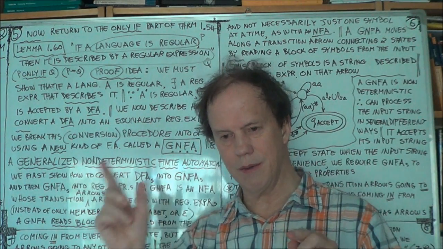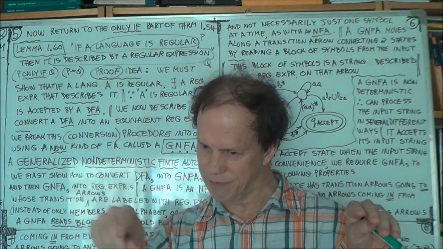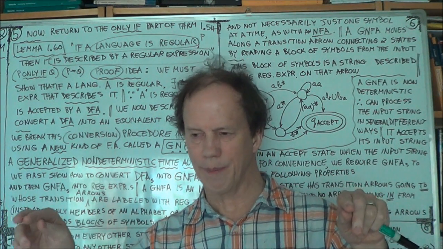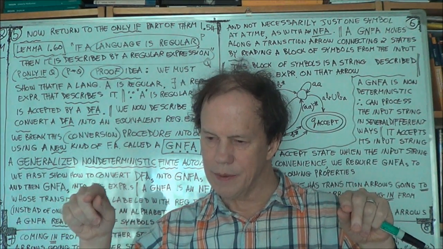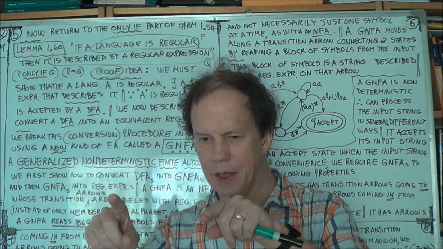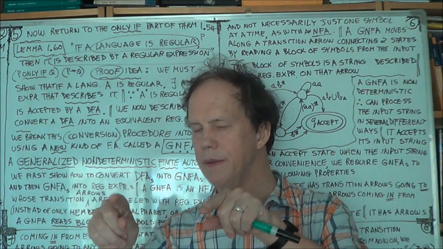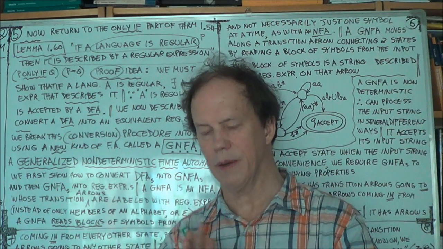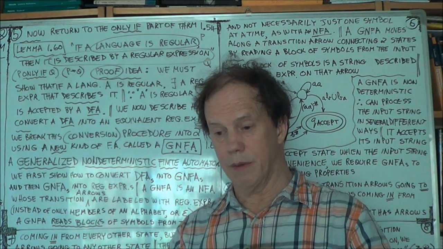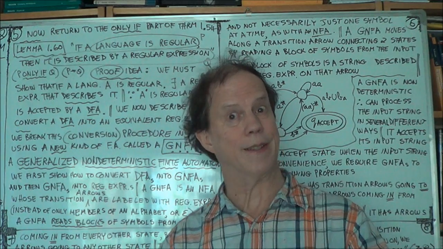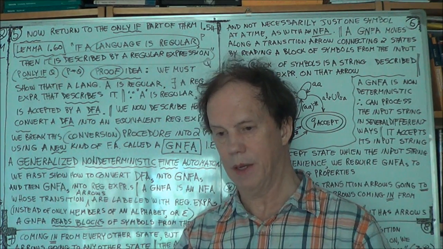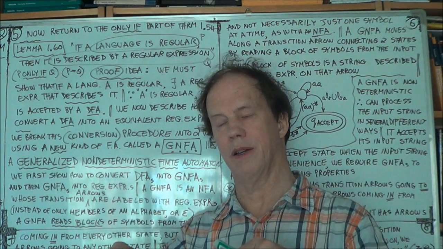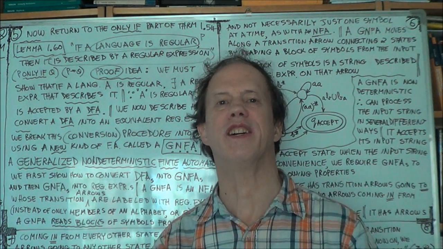So now, given that, how many steps? 1, 2, 3, 4. Four stages in this proof. So now we're going to concentrate on how to get from the DFA to the GNFA. That's what we'll concentrate on now. So first we need to explain what a GNFA is, and then we can talk about how to convert a DFA into a GNFA.